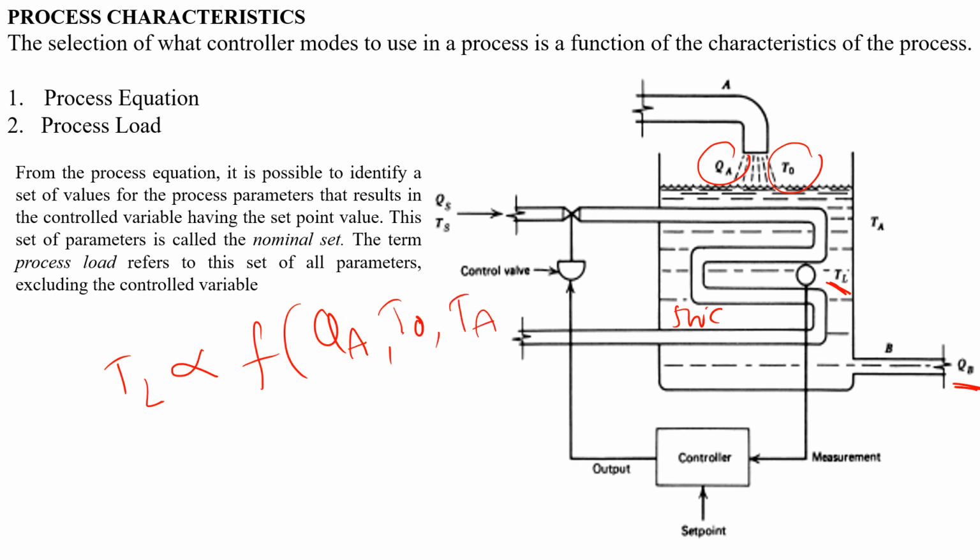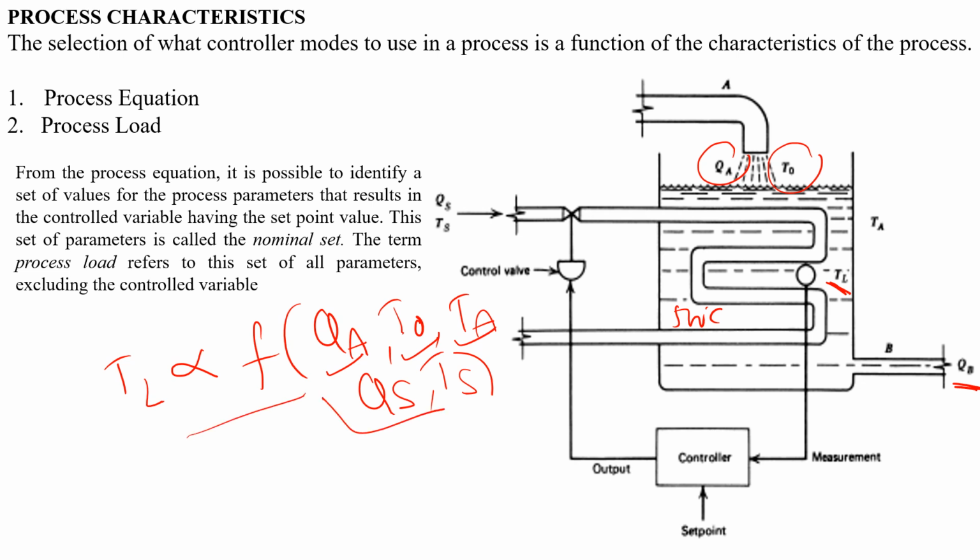Then it is dependent on atmospheric temperature as well. We know that climate conditions definitely affect our day-to-day activity. So the liquid temperature is dependent on input flow rate, input temperature, and atmospheric temperature. Of course, it is dependent on steam flow rate and steam temperature. So we first have to create a relation between our target and the variables that impact that particular variable. That relation we should know, and that is called the process equation.